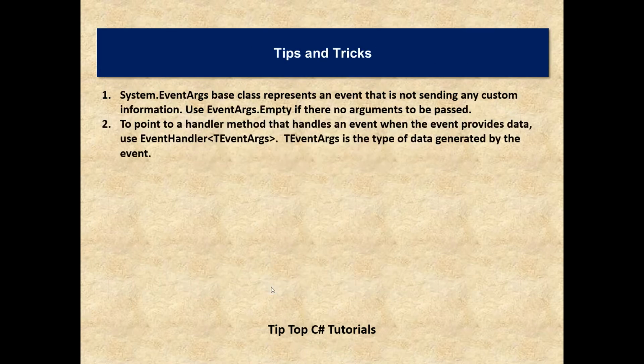And coming to the tips and tricks, there are two points. One is the System.EventArgs base class can represent an event that is not sending any custom information. You can always use EventArgs.Empty if there are no arguments to be passed. And to point to a handler method that handles an event when the event provides data, you can always use the generic EventHandler, where the event args is a type of data generated by the event, so you don't need to declare another class for that.